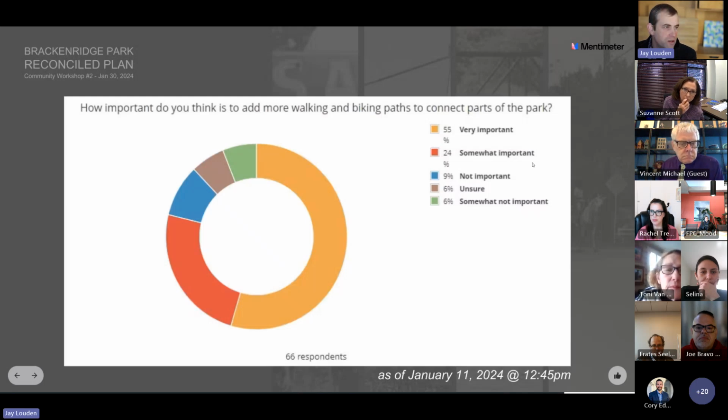How important do you think it is to add more walking and biking paths to connect parts of the park? 55% very important, 24% somewhat important. So that's nearly 80% feel like that's a very critical thing.